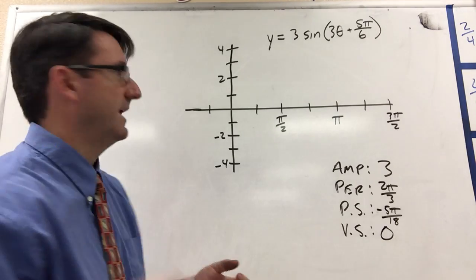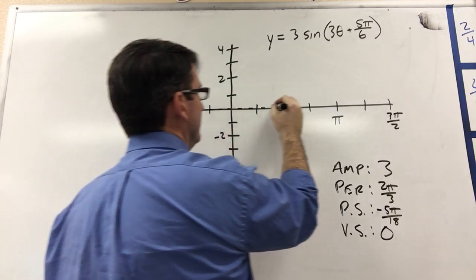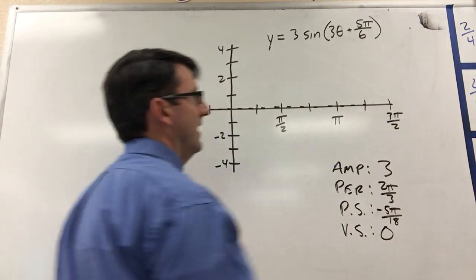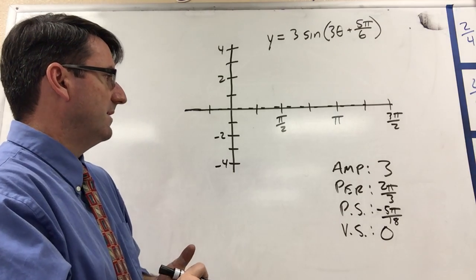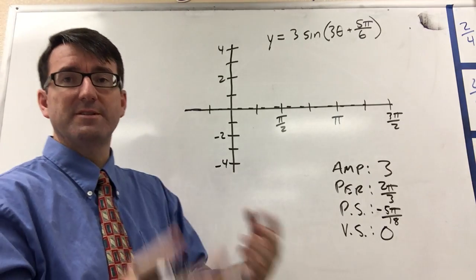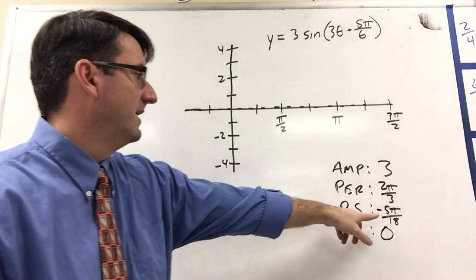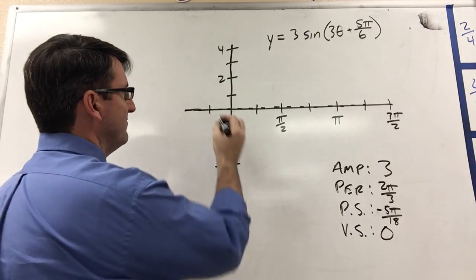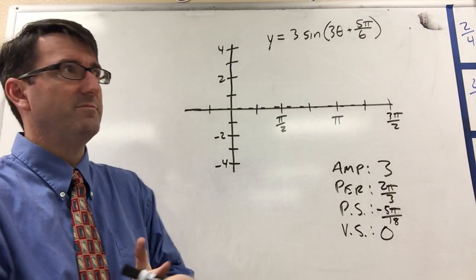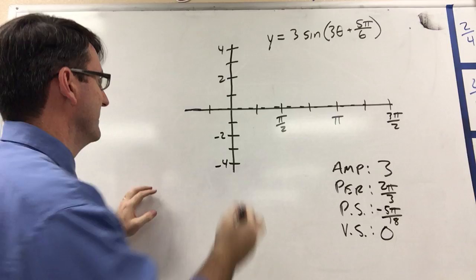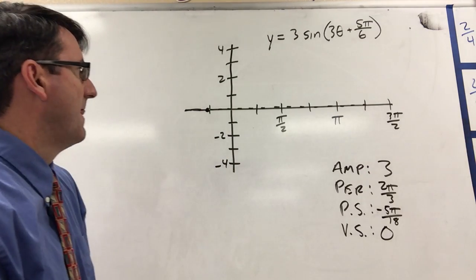And then when we go to graph this, I always start with the vertical shift. That tells me where the midline is going to be for a sine or a cosine. And so the midline is going to be just right there on the x-axis at y equals 0. And then sine always starts on the midline, and it starts at the phase shift. So the phase shift is negative 5 pi over 18, which is close to pi over 4, which is what we have on here. It's going to be a little bit more than pi over 4. We'll just put it right there.